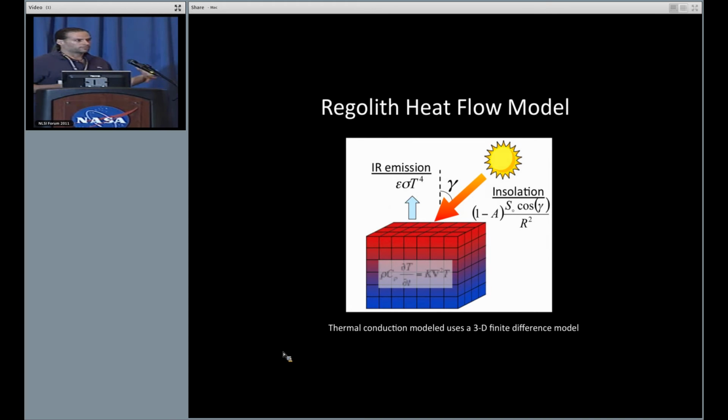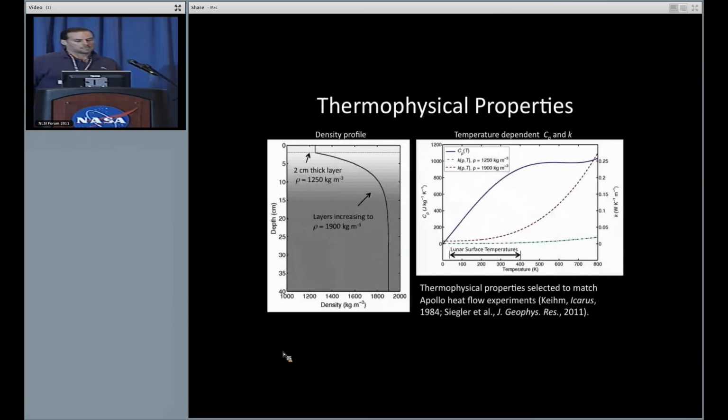So we basically have a three-dimensional model. We balance insolation with emitted infrared and conducted heat into the subsurface, and basically try to see how varying all these various parameters affect the ultimate volumetric temperature that Diviner might measure. So in the nominal regolith model here, we're adapting thermophysical properties selected to match Apollo heat flow experiments, and we're using values from Siegler et al. 2011. So our nominal regolith here, we've got a very low density.